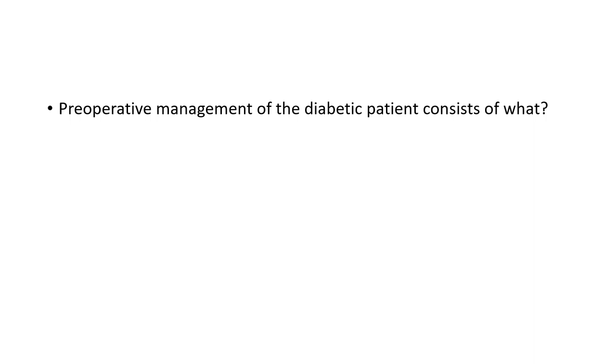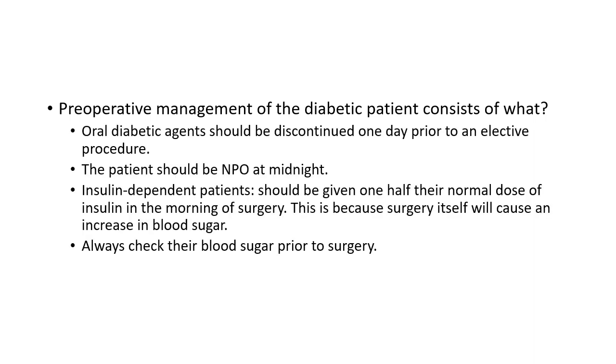Preoperative management of the diabetic patient consists of what? Oral diabetic agents should be discontinued 1 day prior to the elective procedure. The patient should be NPO by midnight, such as with every other patient. Third, the insulin-dependent diabetic patients should be given 1/2 of their normal dose of insulin in the morning of the surgery. This is because surgery itself will cause an increase in blood sugar. Lastly, always check their blood sugar prior to any surgery, always.